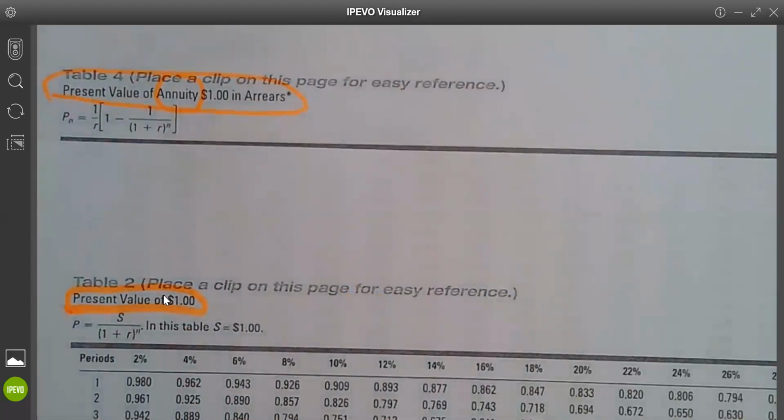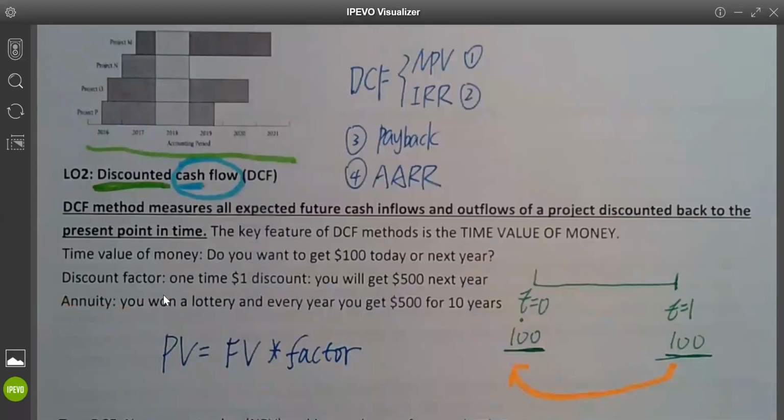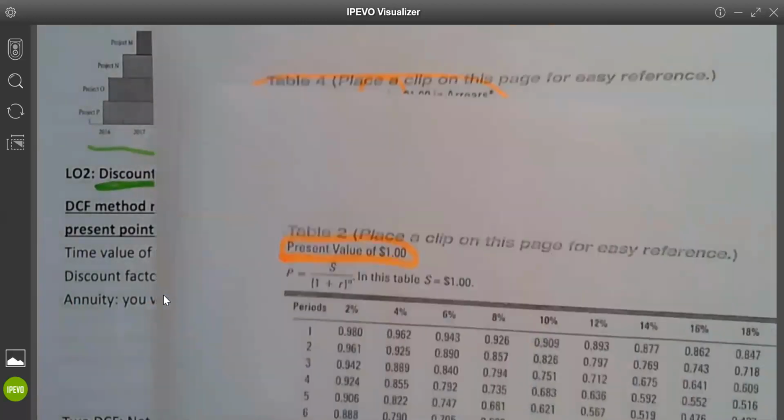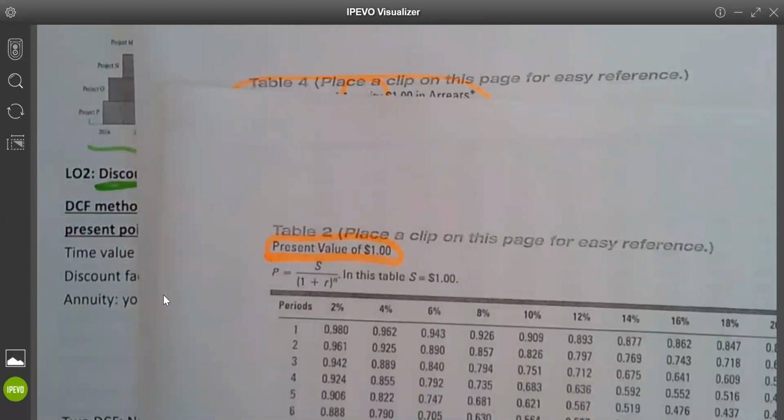So what's the difference? Table 2, we use it if you just have a one-time transaction. Somebody will give you $100 just one time, next year, or 2 years later, or 5 years later, or you will get a lottery 10 years later. So you just have this one-time transaction. Then we use table 2.